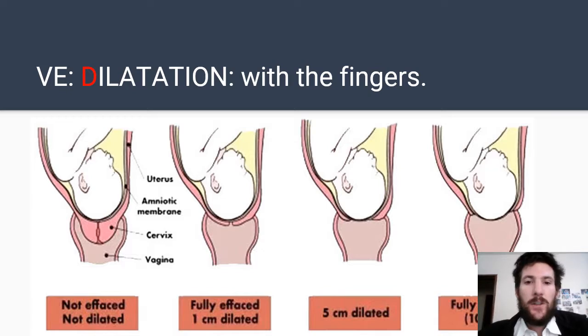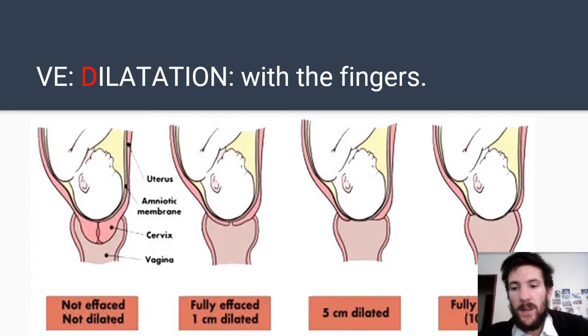The dilatation is the most important feature, in my opinion, of the vaginal examination, because we can estimate how far along a normal pregnancy is. We palpate with our finger, and if we feel, for example, 3 centimeters, we know that to reach 10 is 7 centimeters more. If the dilatation in a normal labor is approximately 1 centimeter per hour, we can estimate the time of delivery of the mother.